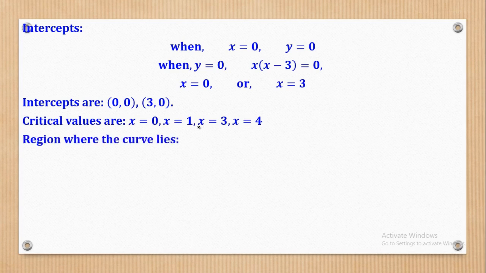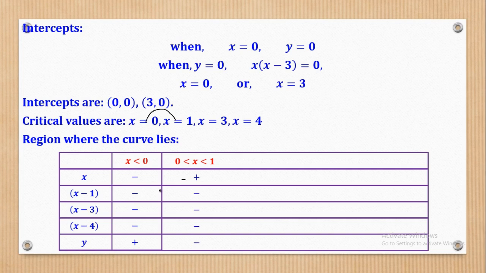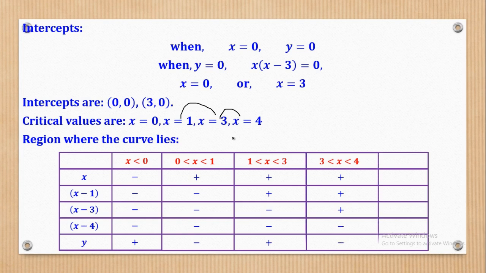The next is to tabulate to get the region where the curve lies. I believe by now you have mastered how to fill in this table. So you have those terms and lastly y. So for values less than 0, we shall come up with that inequality, and this gives you negative, negative, negative, negative, positive. Then between 0 and 1, that's the inequality, and this will be positive, negative, negative, negative, negative. Then between 1 and 3, the inequality is that, and that is positive, positive, negative, negative, positive. Then between 3 and 4, the inequality is that, and that is positive, positive, positive, negative, negative. Then greater than this, by default, all are positive.